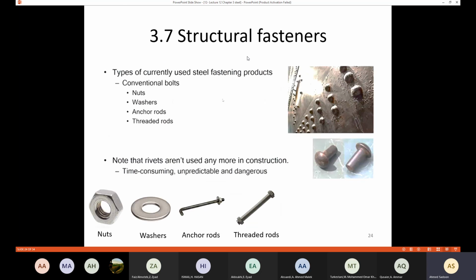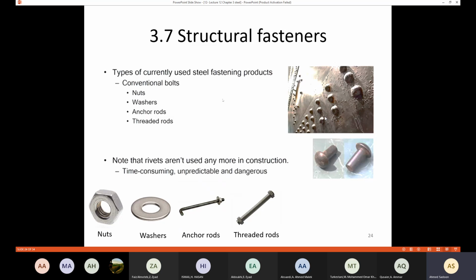Also, we have the structural fasteners. We use the structural fasteners in order to connect two parts of the steel. Okay, so this one is like a connection. And we have the nuts. We have a picture for the nuts. We have washers. We have anchor rods. This one here is going to be fixed on the ground. We have the threaded rods. This one here also is going to connect two pieces of steel. And also we have the rivets. The rivets look like that, very old fashioned.